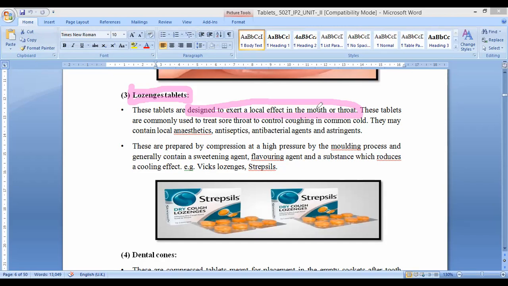These tablets are commonly used to treat sore throat or to control coughing in the common cold. They may contain local anesthetics, antiseptics, antibacterials and astringents as the API. They are prepared by compression at a high pressure or by a molding process. We can classify tablets on the basis of the method by which they are prepared: the first is compression and the second is molding.